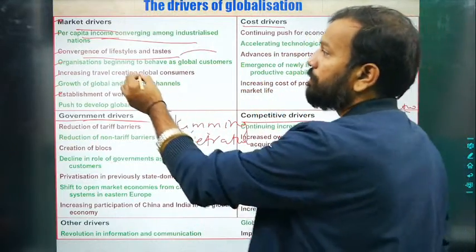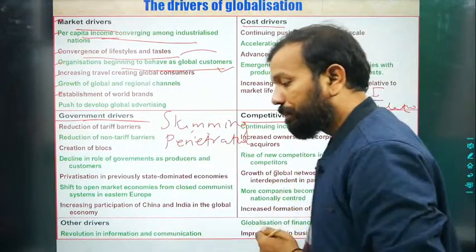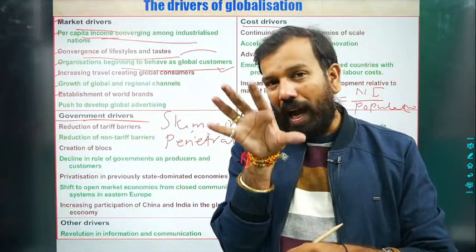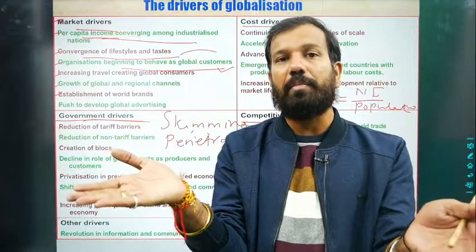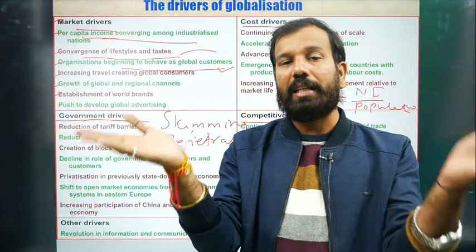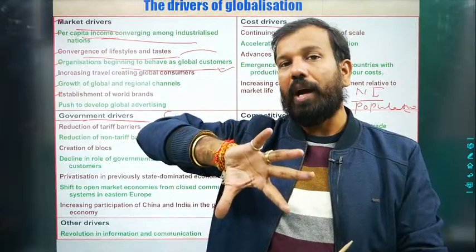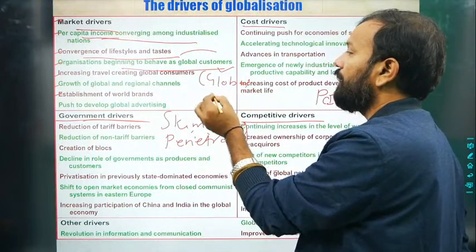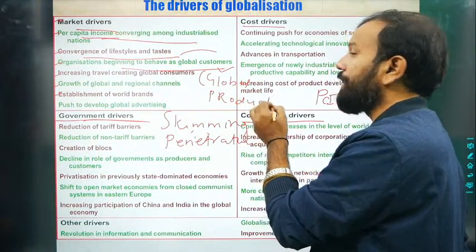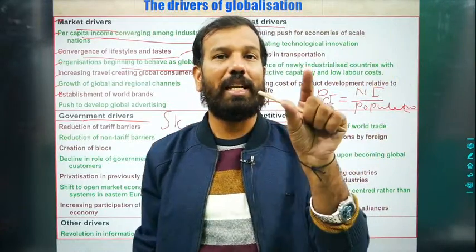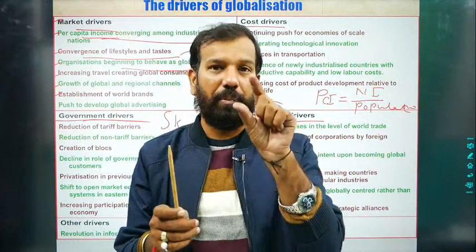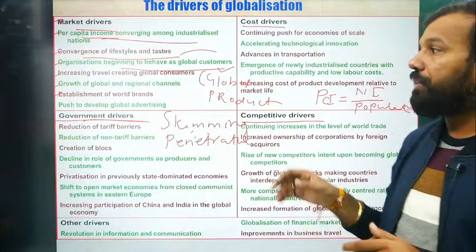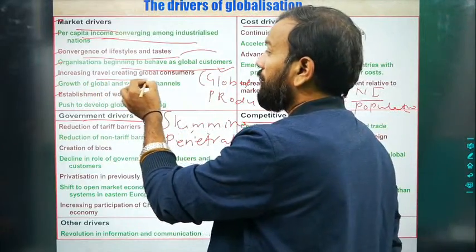Second, organizations beginning to behave as a global customer. Being in a multinational corporation, we have to behave just like a global customer, and we have to customize the product in such a manner that we can sell the same product across the globe. That is sometimes called a global product. Okay, one size fits all. You must have heard it: one size fits all means you are making one standard product for across the globe.